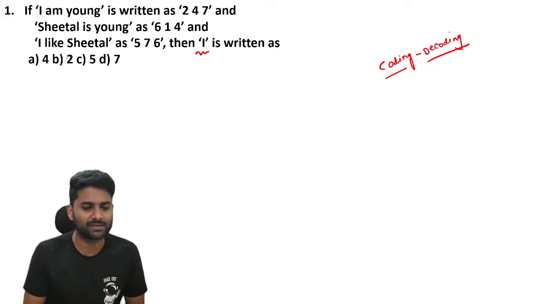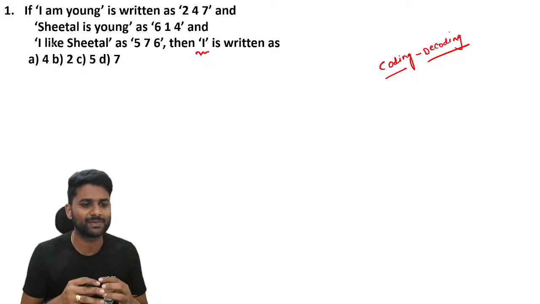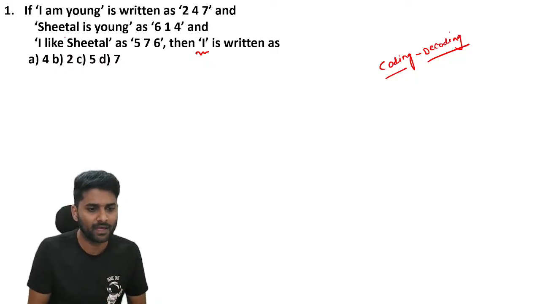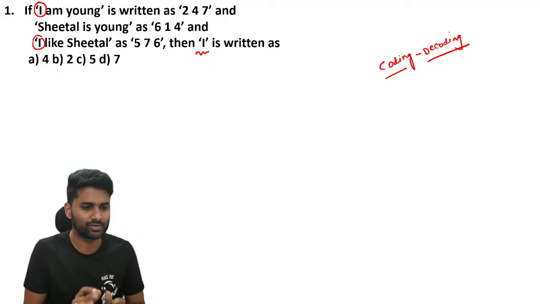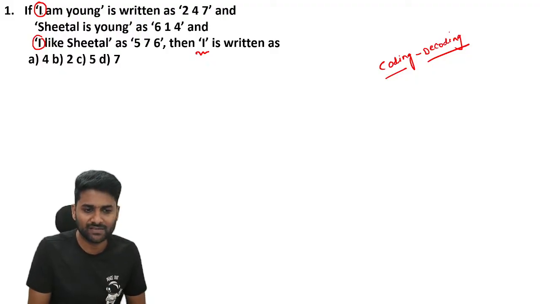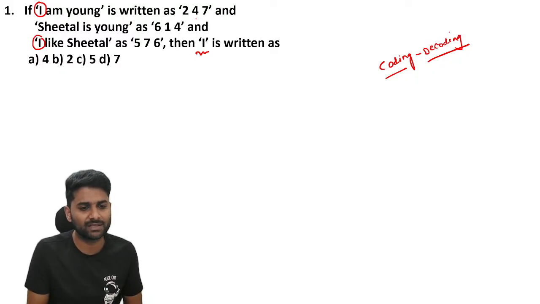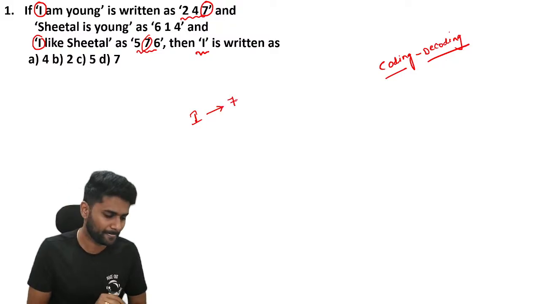Out of the three statements, observe in which statements I is repeated. I is repeated in statement number 1 and statement number 2. If any specific word is repeated, definitely that code is also repeated. If you check the numbers 247 and 576, you can see that 7 is repeated. So the code for I is 7.